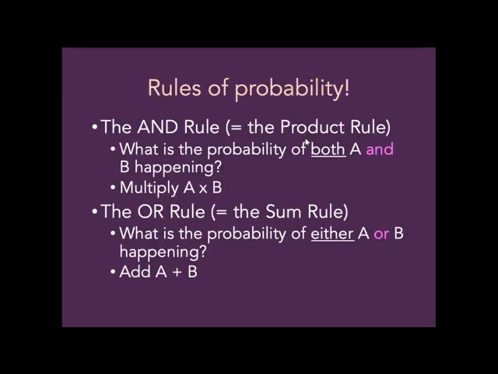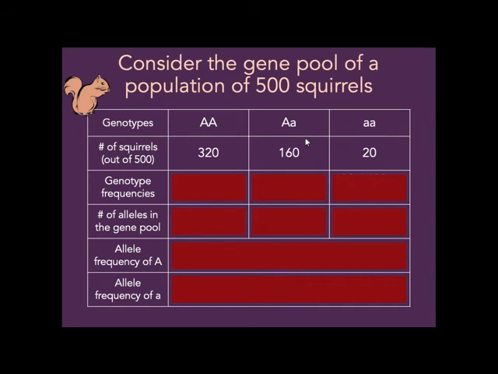Okay, so let's try and do a little bit of a problem about this. So remember I introduced you to the 6 kinds of population genetics problems, right? So if I just told you the number of squirrels who had each genotype, we went out and we genotyped them all, and we found out that 320 of the squirrels out of 500 are big A, 160 were big A, little a, and 20 were little a. What are the genotype frequencies? So how do you figure this out?